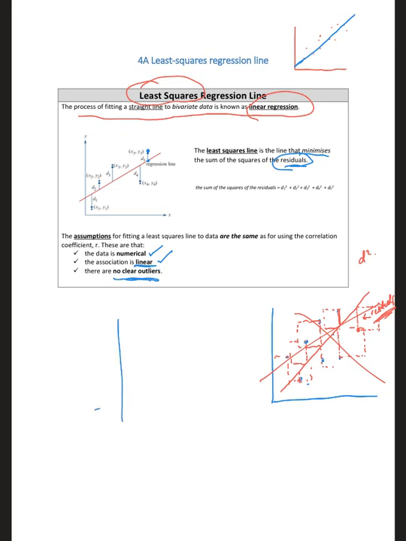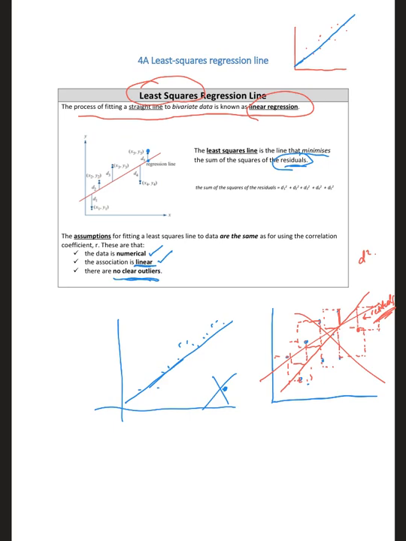Because remember, if you've got some sort of pattern that looks like this, and you've got this little scallywag over here, when you fit the line to that data, that dot there will pull the line down. So the line actually won't fit the trend of the data. So no outliers. We can't fit a least squares regression line if we've got an outlier.